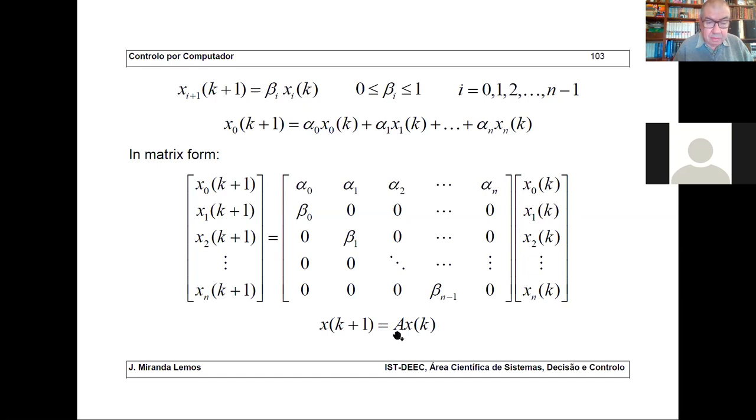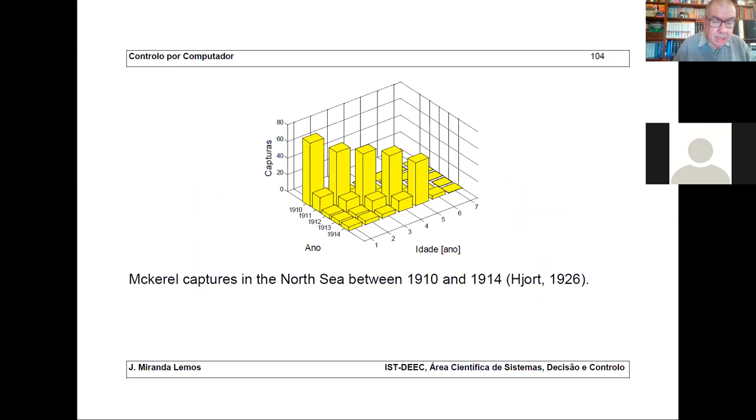You multiply by A, you multiply again by A, so you have A squared times xk gives you x of k plus 2 and so on, okay? In this way you can do predictions. Okay, any question? This is just one example. This is not an applied example, but just to show you that these things can be applied in practice.